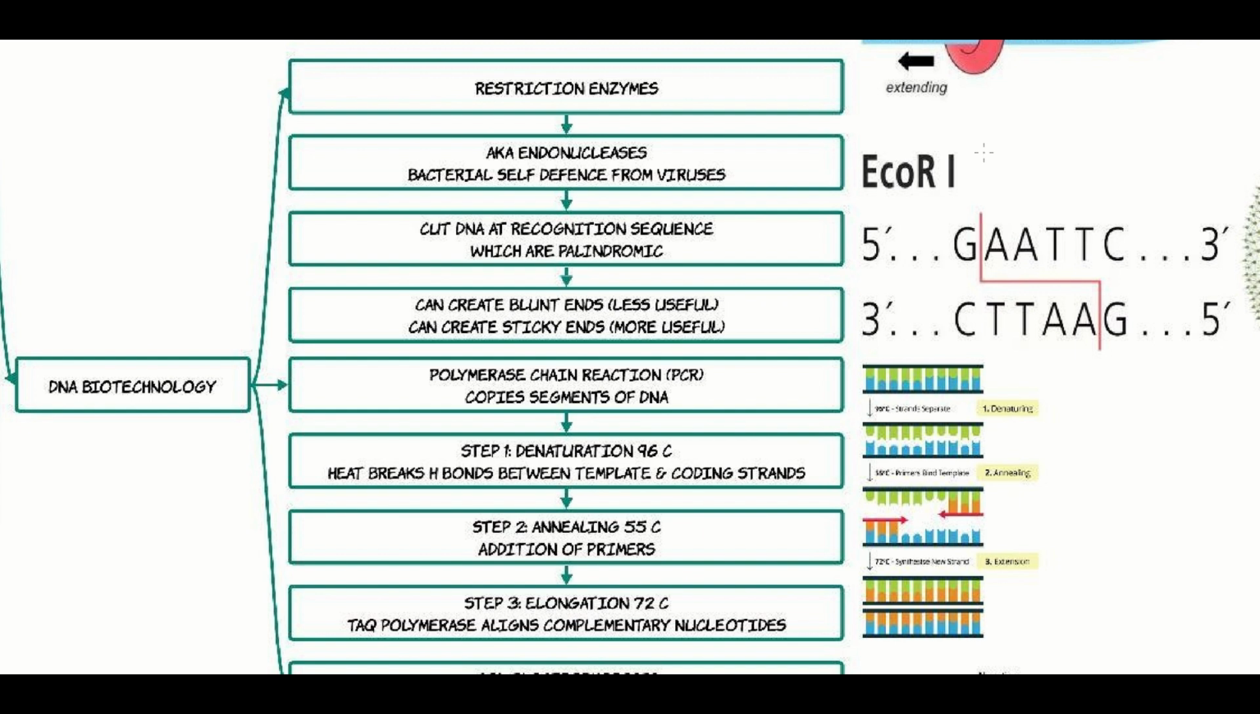Then we have PCR. PCR stands for polymerase chain reaction, and it copies sections of DNA. Step 1 is denaturation at 96 degrees Celsius, which breaks the hydrogen bonds between the template and coding strands. Step number 2 is called annealing, and this happens at 55 degrees Celsius, where we have the addition of the forward and reverse primers. Then step 3 is called elongation at 72 degrees Celsius, where the DNA polymerase from Thermus aquaticus, otherwise known as Taq polymerase, aligns the complementary nucleotides.